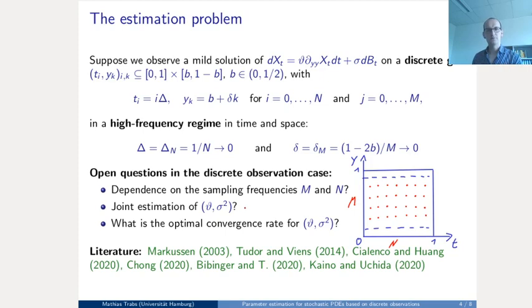Estimation of the parameters for SPDEs based on discrete observations goes back to a paper by Markussen who considered MLE, and then there are many papers considering what appears natural, namely realized quadratic variations or even more general stuff, but usually authors consider only quadratic variations along time or along space. And actually you can prove that if you just do one of these two things, you cannot estimate both parameters jointly.